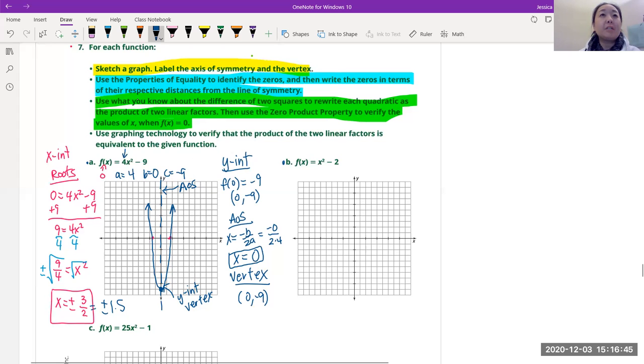A few things that we did not finish was this green part right here. It says, use what you know about the difference of 2 squares to rewrite each quadratic as a product of 2 linear factors. Then use the zero product property to verify the values of x when f of x equals 0. What in the world does that mean? Okay, first thing we're going to do is take this: f of x equal to 4x squared minus 9.